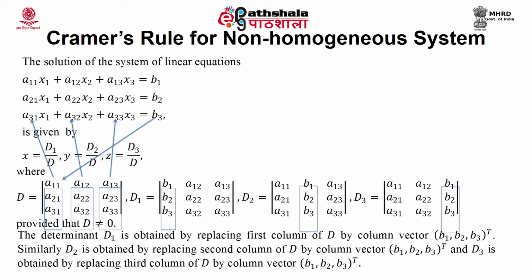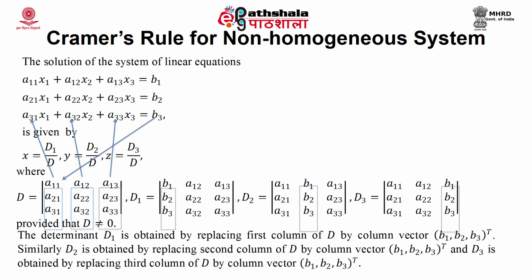Similarly, for D2, we have to replace the second column of D by B1, B2, B3. Similarly, for D3, we have to replace the third column of D by B1, B2, B3. The determinant D1 is obtained by replacing the first column of D by the column vector (B1, B2, B3) transpose. Similarly, D2 is obtained by replacing the second column of D by the column vector (B1, B2, B3) transpose, and D3 is obtained by replacing the third column of D by the column vector (B1, B2, B3) transpose.